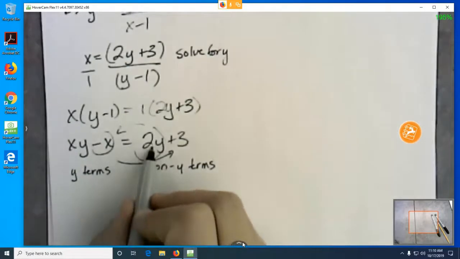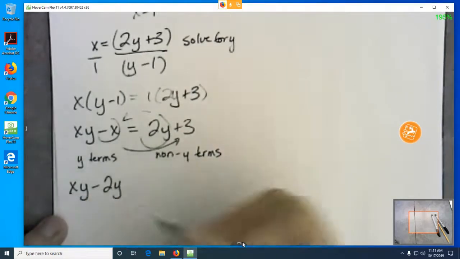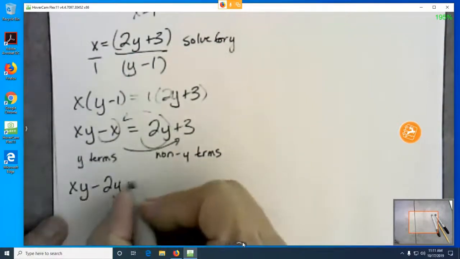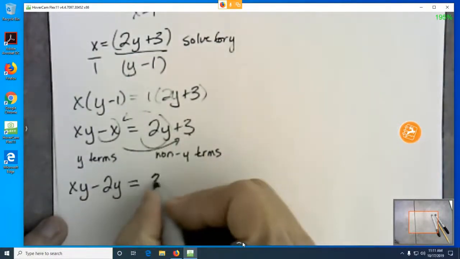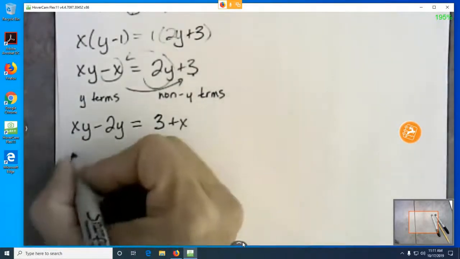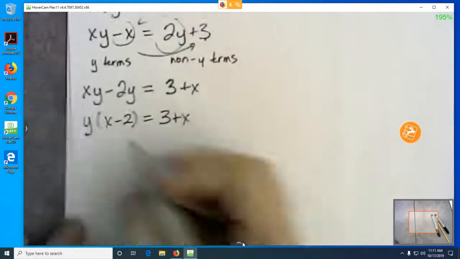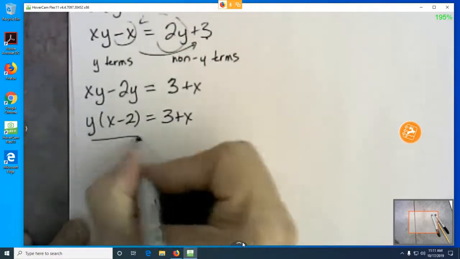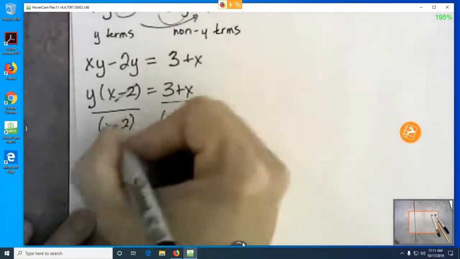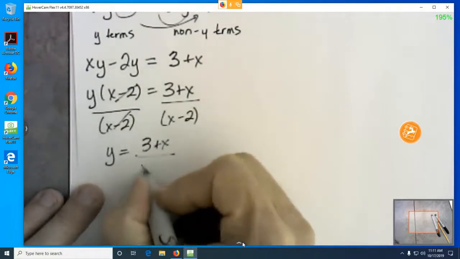So to move this one, I'm going to subtract 2y from each side. That would give me xy minus 2y. And to get rid of this one, I'm going to add x to both sides. So that gives me on this side just 3 plus x. Then over here, since I've got two terms that both have y, I'm going to factor out the y. And then I can divide out this entire factor. So I'm dividing both sides by the x minus 2. On this side they cancel, so now I have y equals 3 plus x over x minus 2.